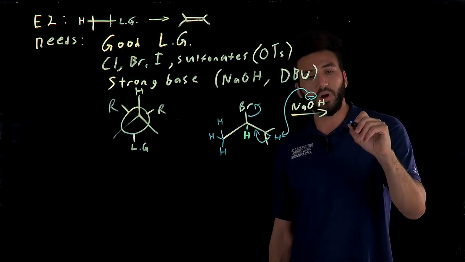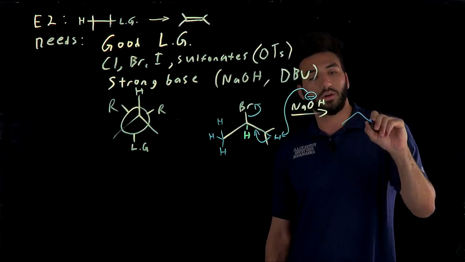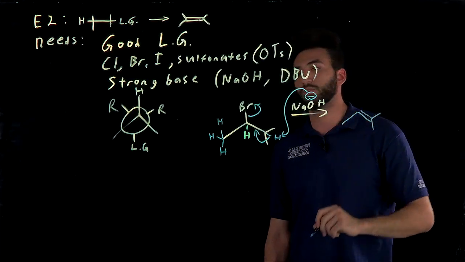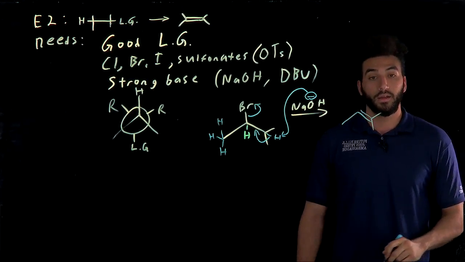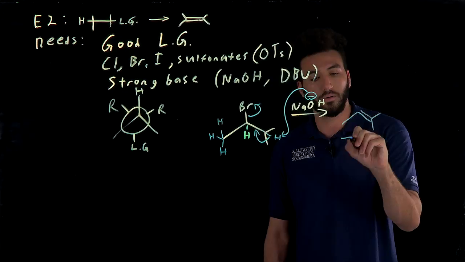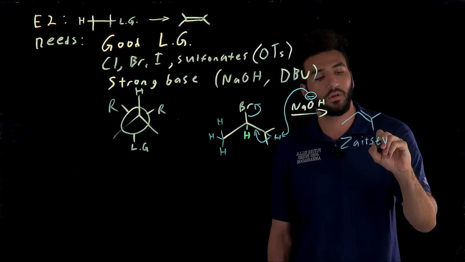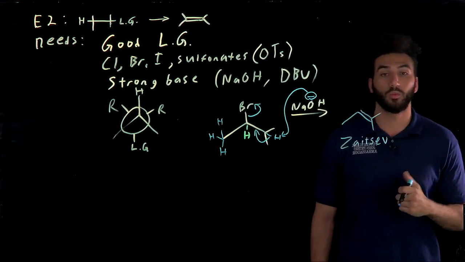So the product of this reaction would look like this. Double bond there, R group 1, R group 2 there, and that's that. This is your Zaitsev product. So label this Zaitsev, and that is going to be your major product.